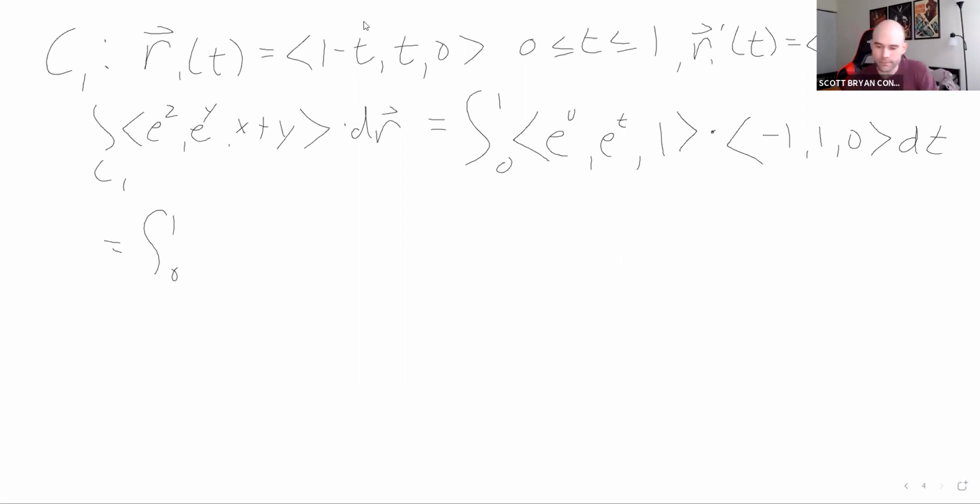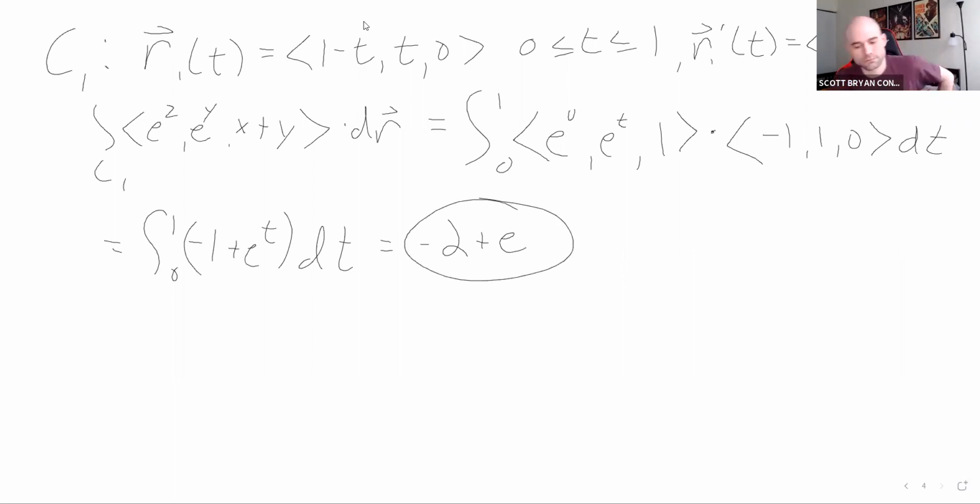So taking this dot product, e to the 0, which is 1, times negative 1, so that's negative 1. E to the t times 1 is just e to the t. So that's our integral. And when we evaluate that, we just get negative 2 plus e. Okay, so that's the integral over the first piece, C1.